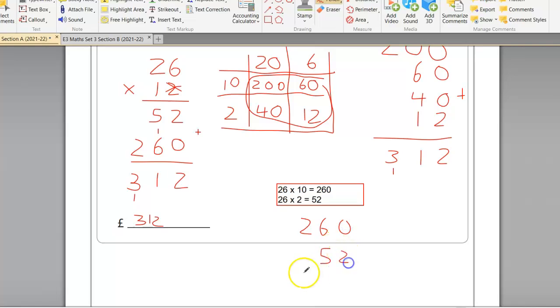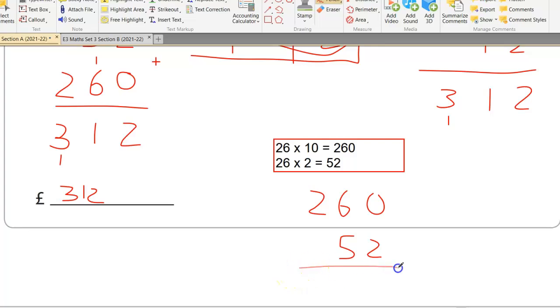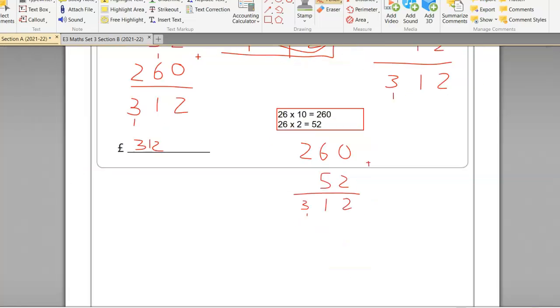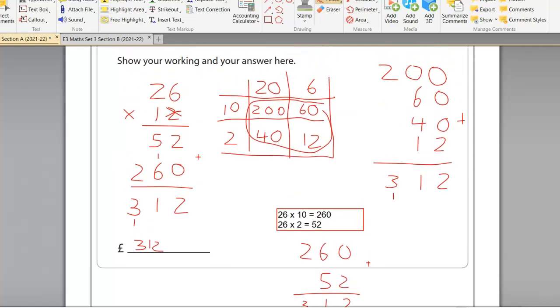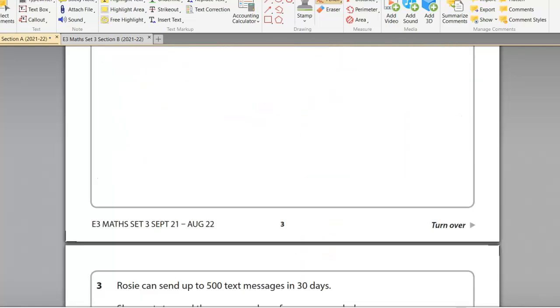And again, you would get your 312. So whichever one of those three ways you do it, you're going to get the right answer. So just do it based on what you prefer.